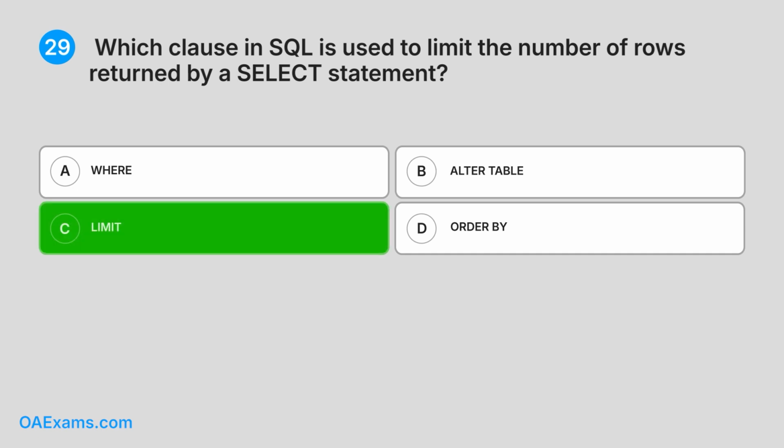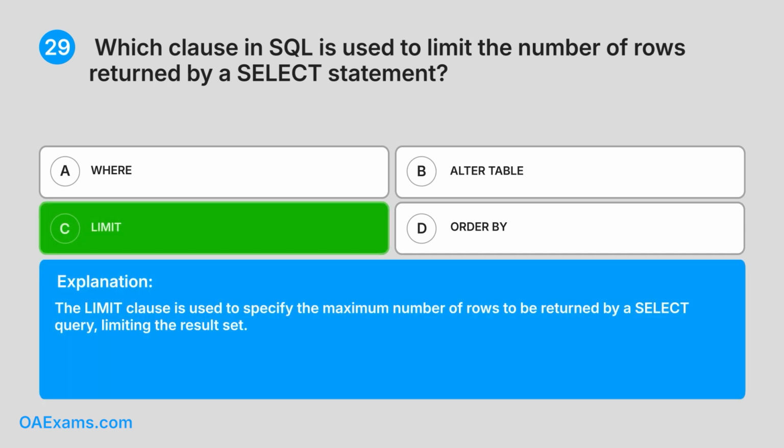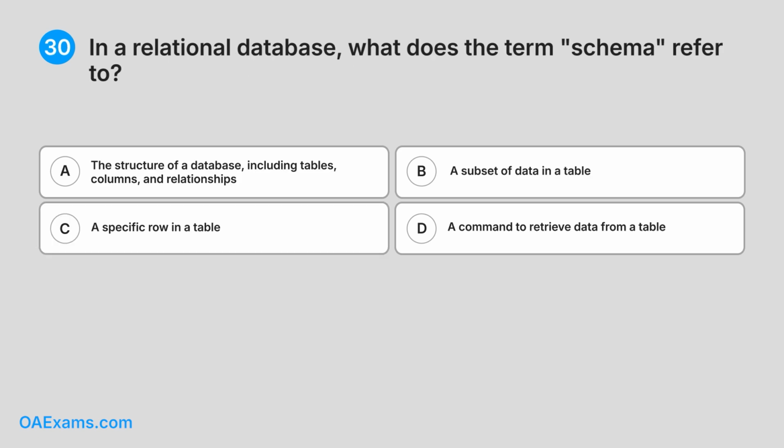Correct answer. C. Limit. Explanation. The limit clause is used to specify the maximum number of rows to be returned by a select query, limiting the result set. 30. In a relational database, what does the term schema refer to?